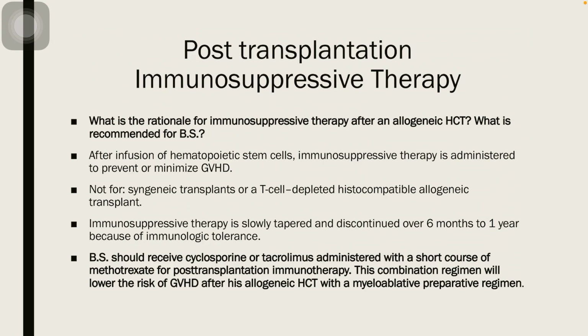A commonly used regimen for myeloablative HCT includes cyclosporine or tacrolimus, administered with a short course of low dose methotrexate. We can also administer corticosteroids. BS should receive cyclosporine or tacrolimus administered with a short course of methotrexate for post-transplantation immunosuppression. The regimen will lower the risk of graft versus host disease after his allogenic HCT with a myeloablative preparative regimen.